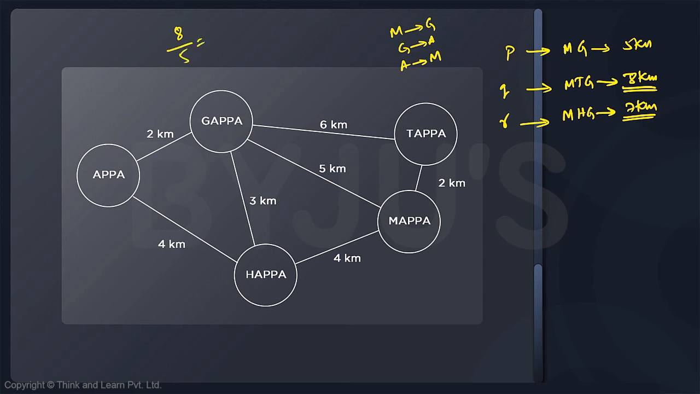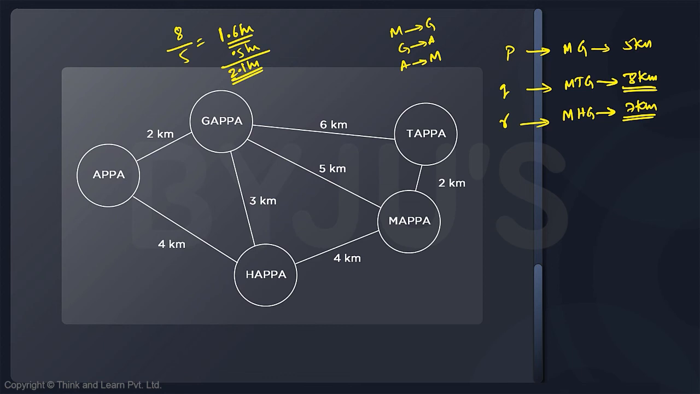8 by 5, which is 1.6 hours. And he is waiting at all three of them. So after 1.6 hours, definitely all of them will be in G. All of them will wait for 30 minutes there. So that is 0.5 hour. So this is 2.1 hours. This much time has elapsed.